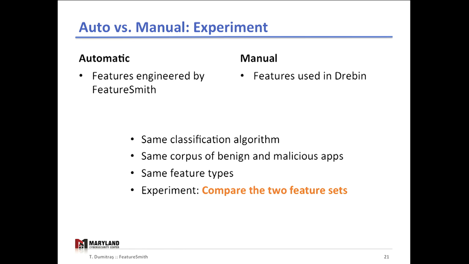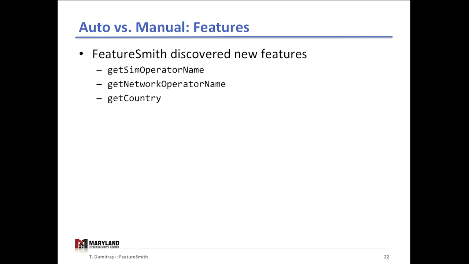And the goal of the experiment is to compare the effectiveness of the two feature sets in detecting malware. The first observation is that FeatureSmith discovers some new features that were absent from the manually engineered set, despite the fact that the manual set is so large.